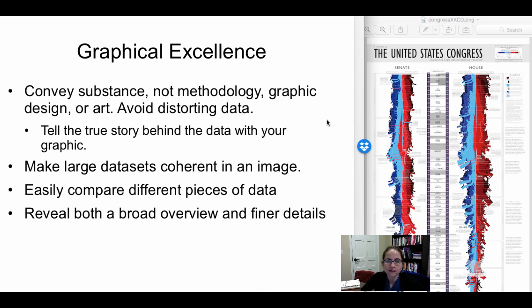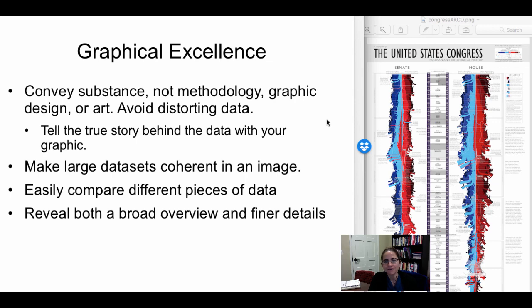You want to make large data sets coherent in one image, so you want to be able to take a large amount of information and distill it down to its core essence, while still allowing yourself to, one, easily compare different pieces of data. So if you recall in the Tufte cholera example, you could easily compare the story of that person next to the clean pump at the top versus somebody who was right next to the Broad Street pump. You can also reveal both a broad overview and finer details of the data.